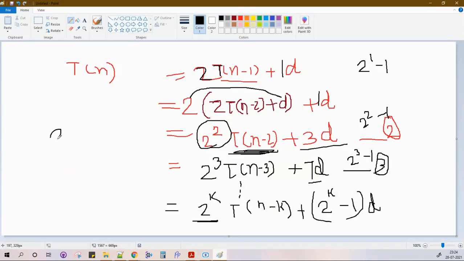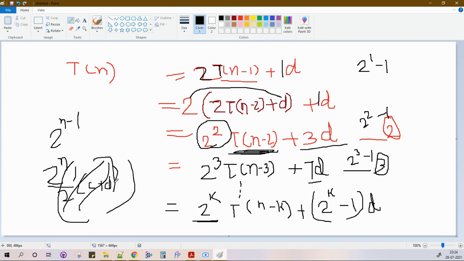And if you want to break it further, 2 raised to n minus 1 is nothing but 2 raised to n divided by 2. And 1 by 2 is constant. 1 by 2 multiplied by c plus d, everything is constant, so I can write it as big C. So it is order of 2 to the n.